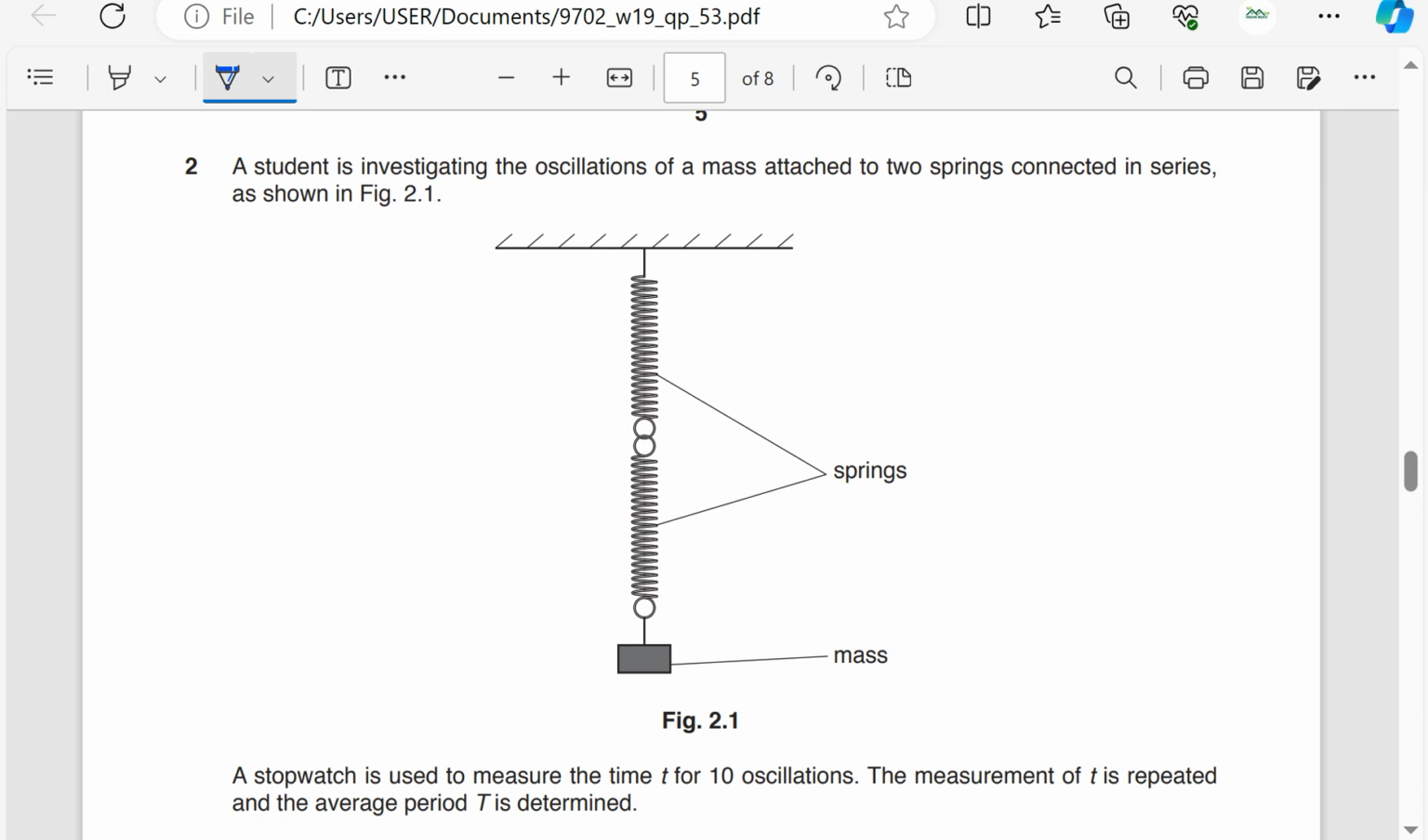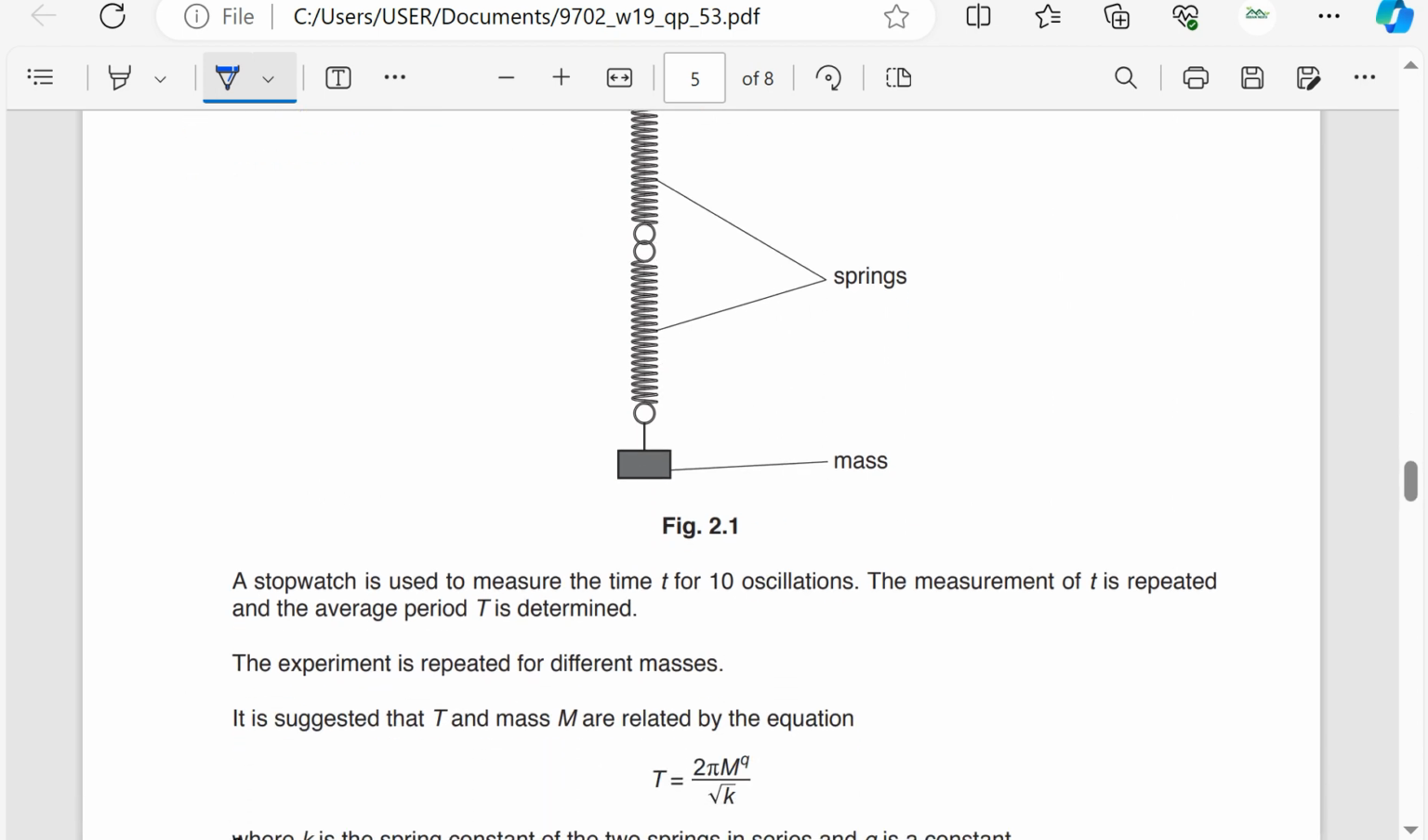A student is investigating the oscillations of a mass attached to 2 springs connected in series as shown. So we can see 2 springs connected in series as shown. The stopwatch is used to measure the time t. So small t is time for 10 oscillations. The measurement of t is repeated and the average period T is taken.